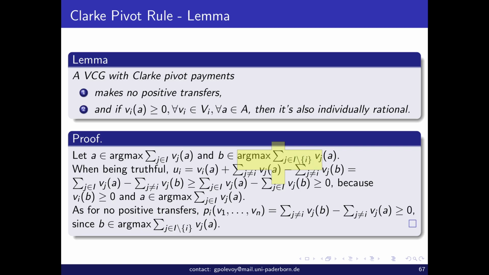Now, when player I is truthful, what the utility is when she tells the truth is VI of A, because that's what A is supposed to tell, plus minus the price. What's the price? The sum, according to the Clark pivot rule, is the sum of what the others feel when B, where we optimize for the others besides I, minus the sum of what they feel for A. If it's minus, I just reverse the order.